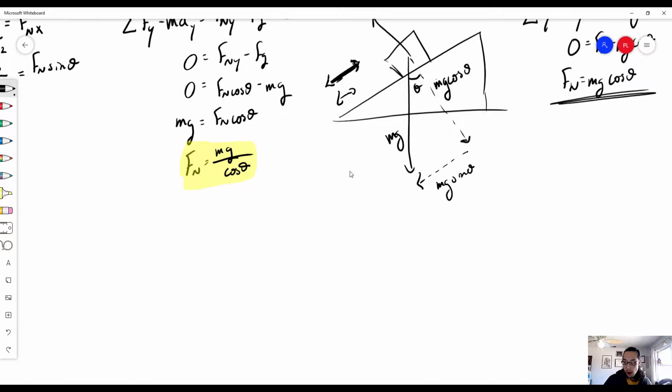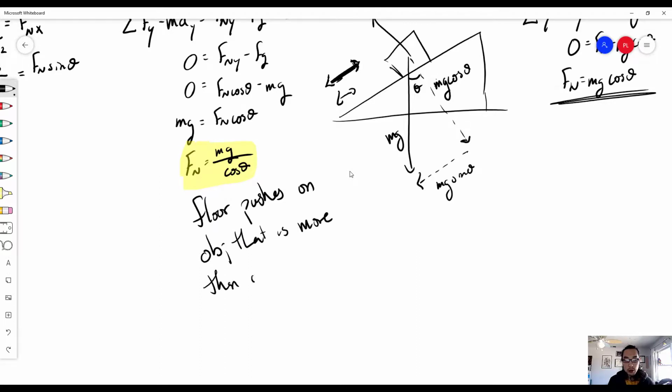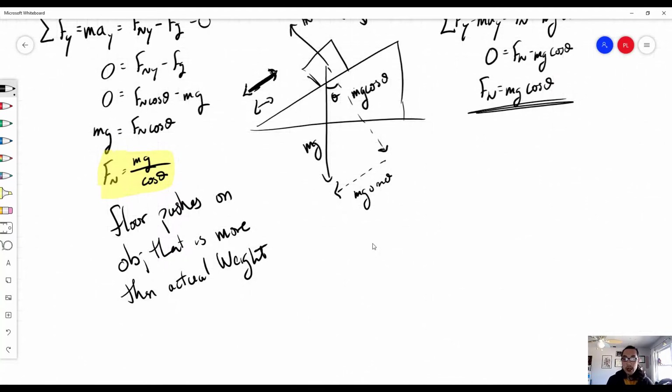When you're moving around in a circle, the way that the formula comes out is that the floor pushes on the object more than its actual weight. And over here, we can say the floor pushes on the object less than its actual weight.